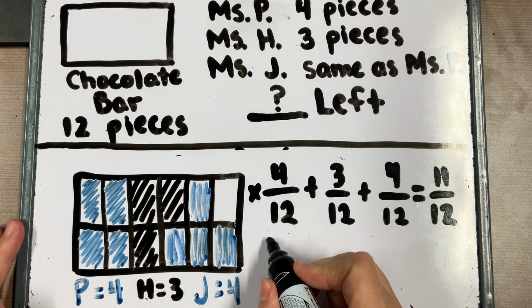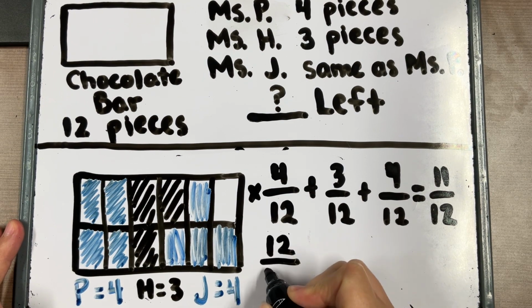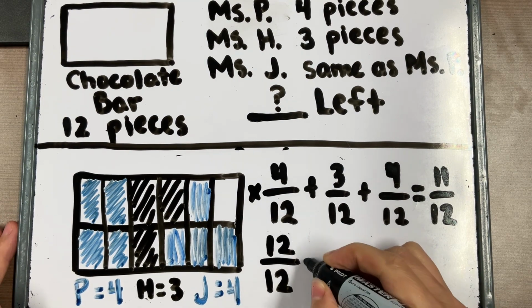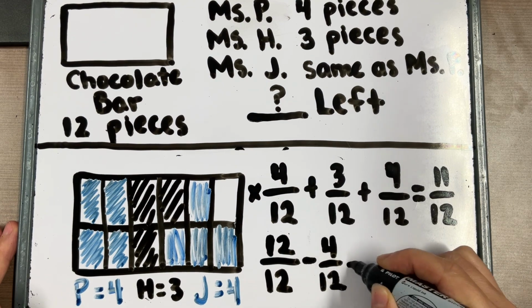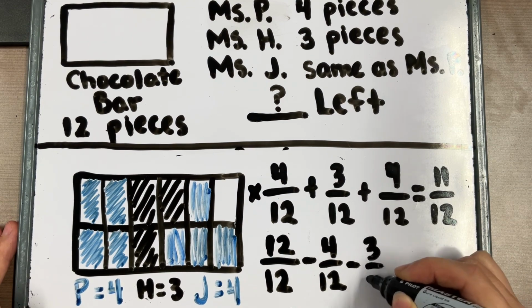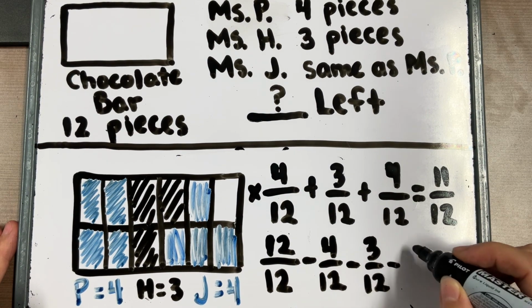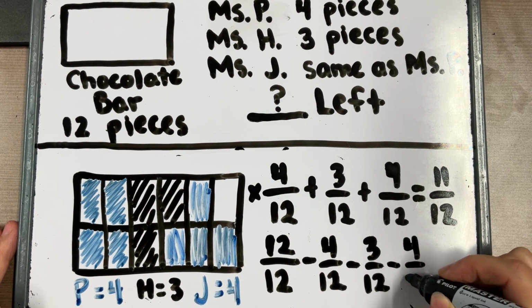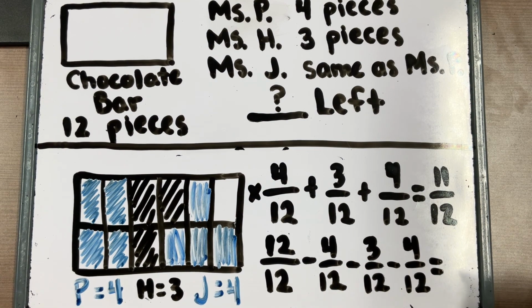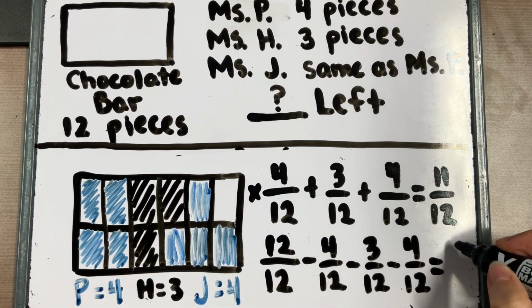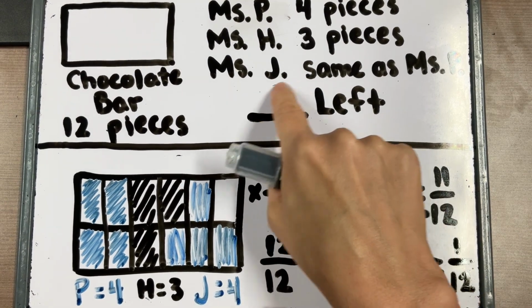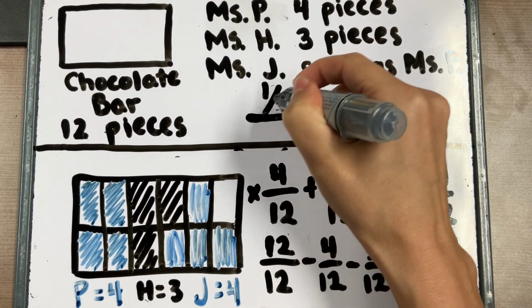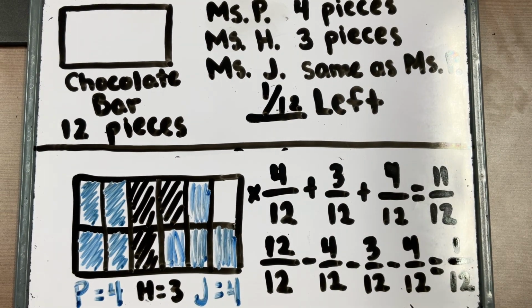Let's see. I started with 12 12ths, and then I took away Miss Pauline's 4 12ths, and then I took away Miss Hoff's 3 12ths, and then I took away Miss Jen's 4 12ths, and in the end, I only had 1 12th left, so I could say it's 1 12th. How much was left? 1 12th is left. I wonder who they shared it with.